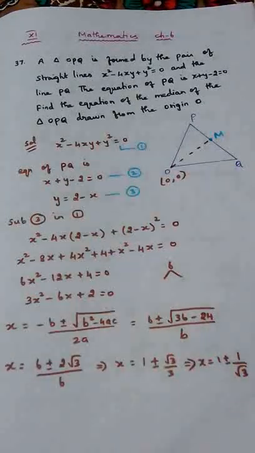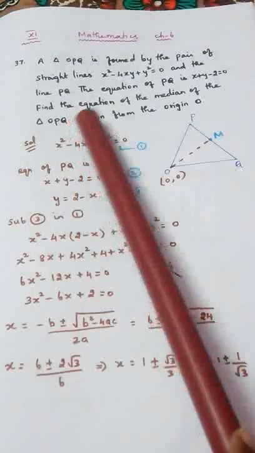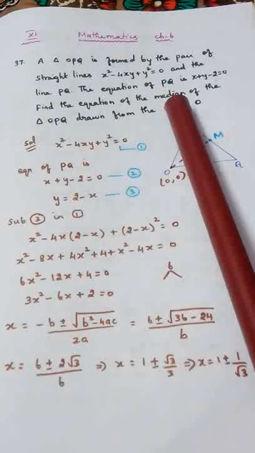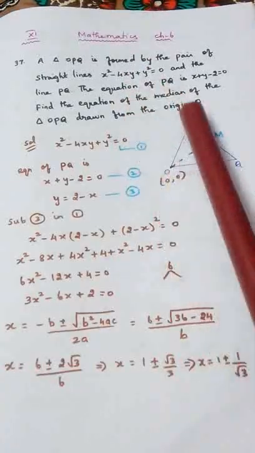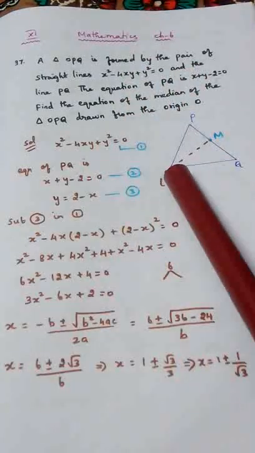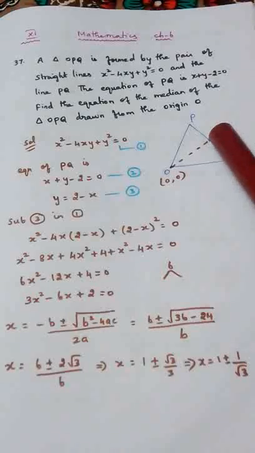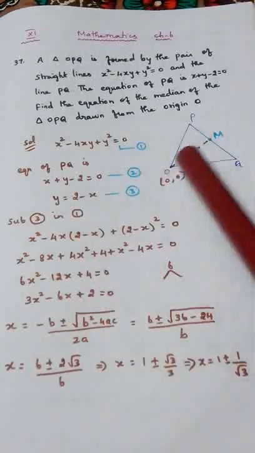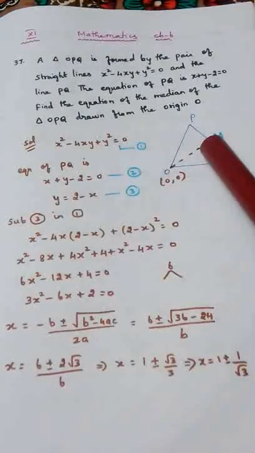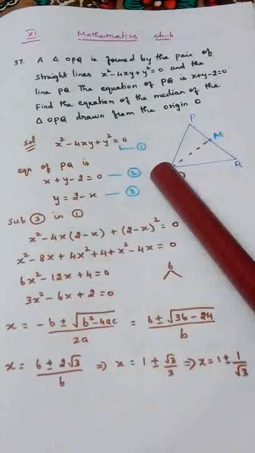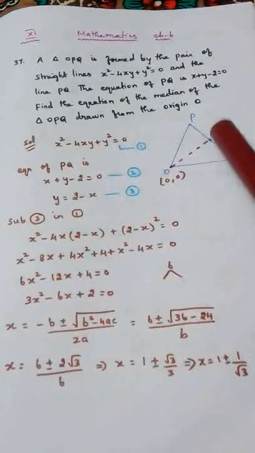Before going into the answer, first we will see what the question asks. Find the equation of the median from O. What is meant by median? A median is a straight line drawn from a vertex to the midpoint of the opposite side. O is the vertex. From O we are drawing a median, a straight line drawn from the vertex to the midpoint of the opposite side.